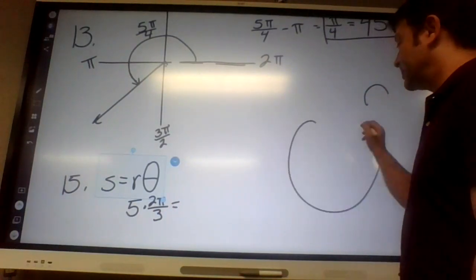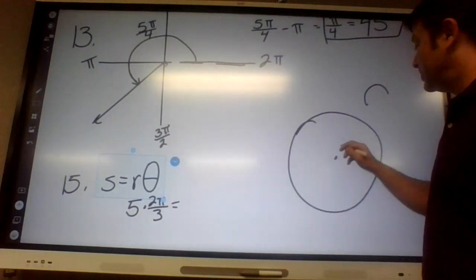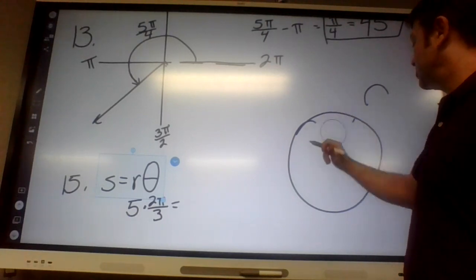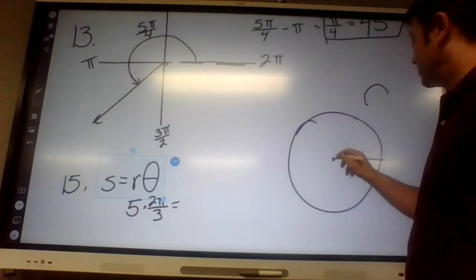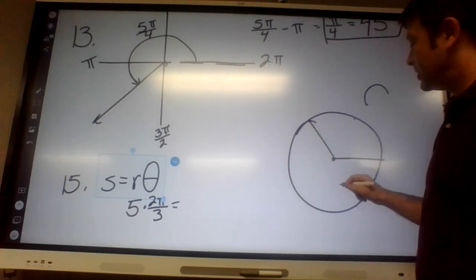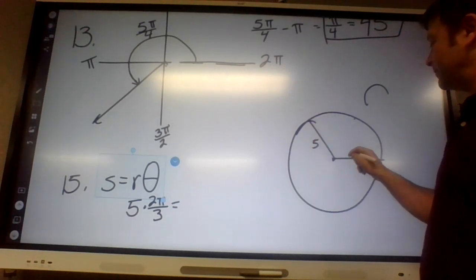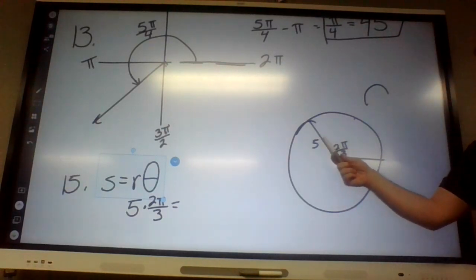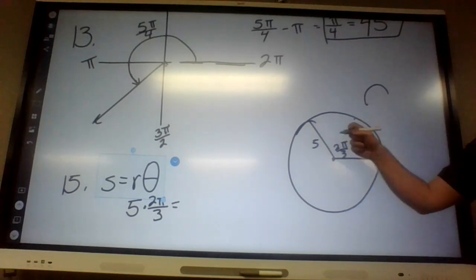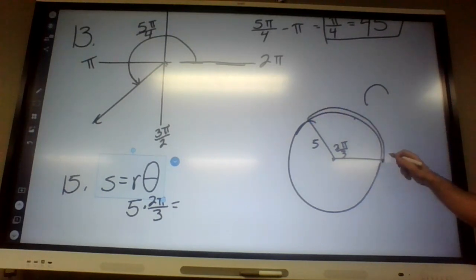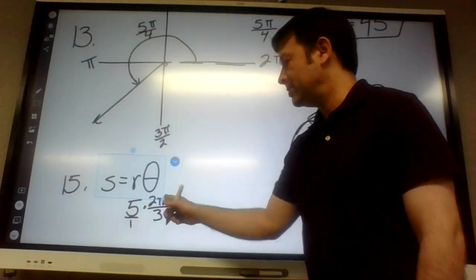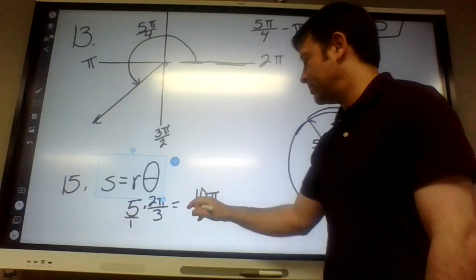Okay, so they have some kind of circle, the radius is 5, and the angle, where's 2 pi over 3? 2 pi over 3 would look more like that. The radius is 5, the angle is 2 pi over 3. So the good thing about radians is if you just multiply that together, it tells you what the arc length is. How long is it from there to there? So if we plug that in, 5 over 1 makes 10 pi over 3.